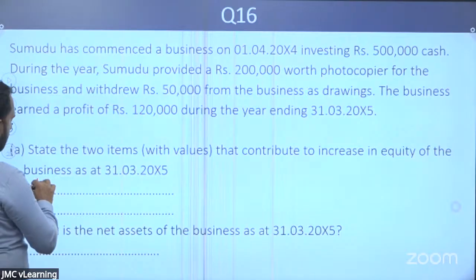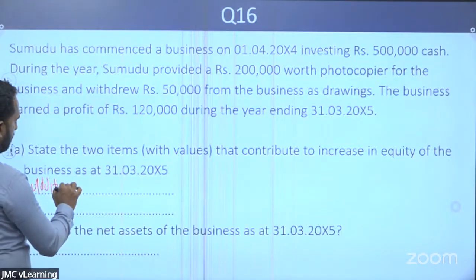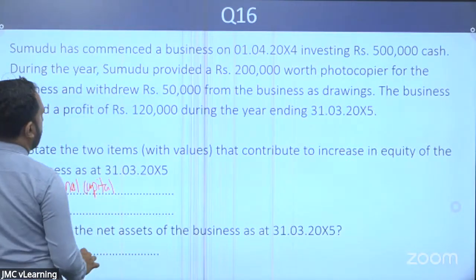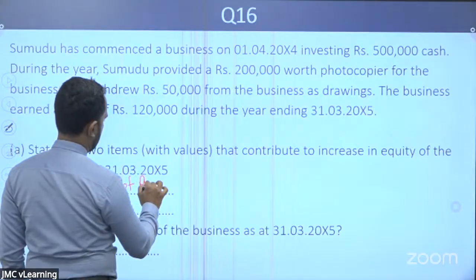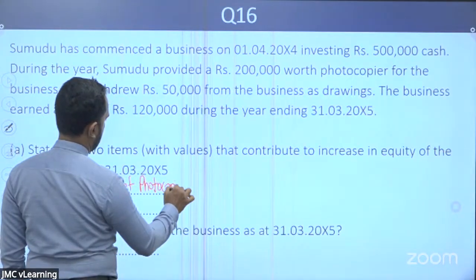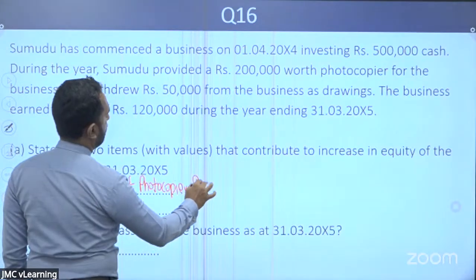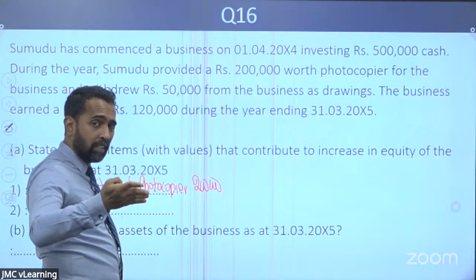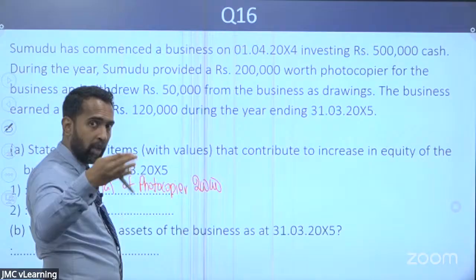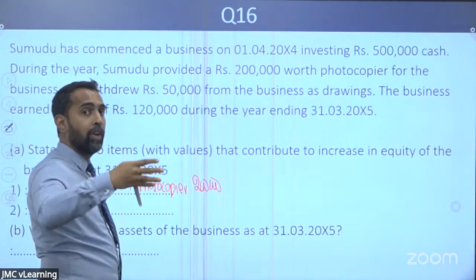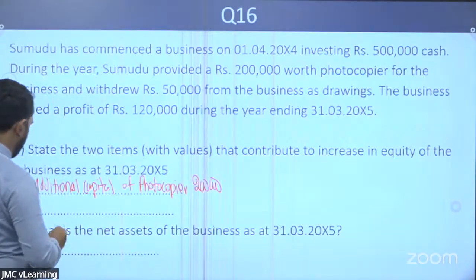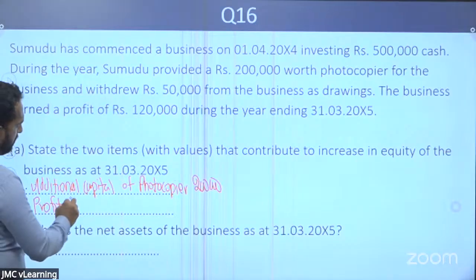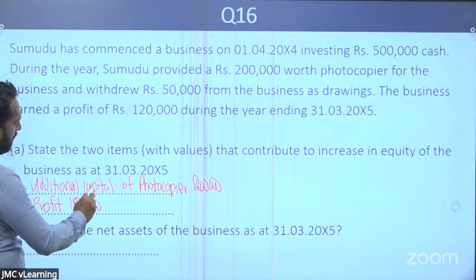The additional capital of photocopier, 200,000. Because of the additional capital, the equity goes up. When the owner is investing, the equity balance goes up. Equity means the amount payable back to the owner. When the owner invests, we have to pay it back. And the profit. Profit is something earned by the business for the owner. So you have to add that to the equity.